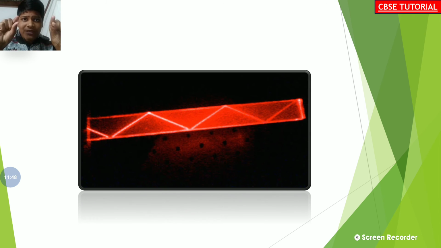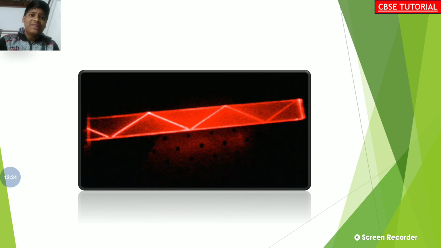This is simply a piece of optical fiber which I had taken, and when I made a light ray incident into this optical fiber, what do I see? I see that the light ray was traveling with a zigzag motion, as you can see in this picture. So the light ray was traveling without refraction. It was just traveling with reflection. It was traveling within a medium that is a solid, that is an optical fiber.